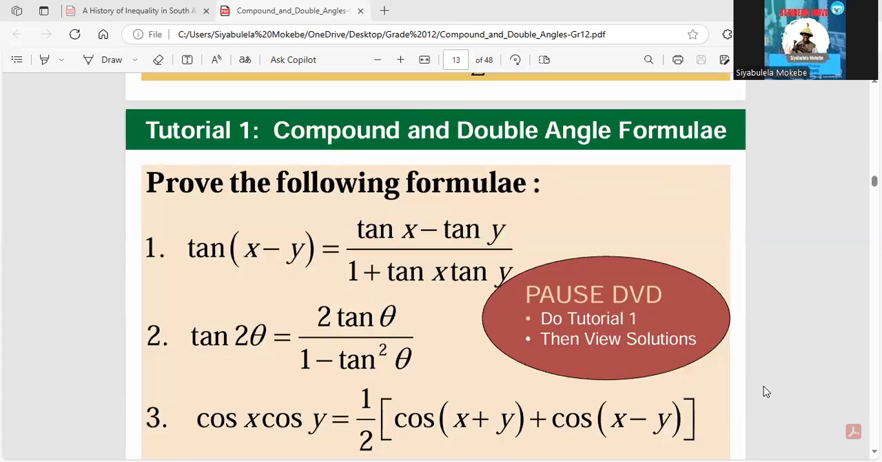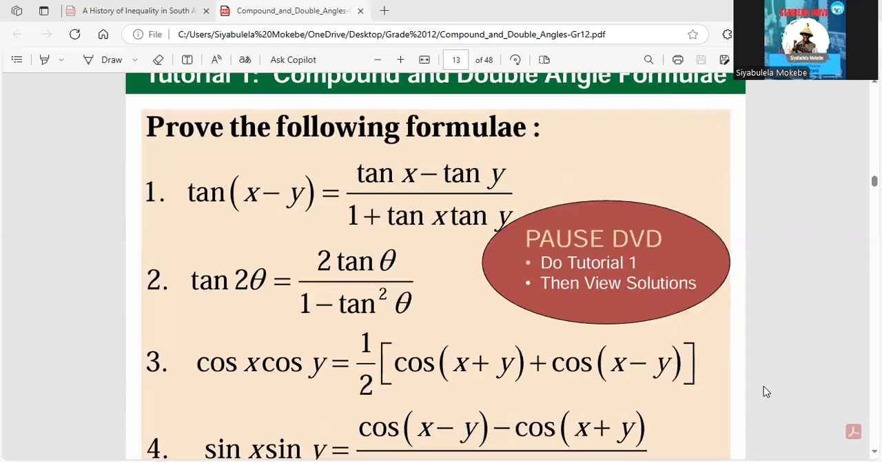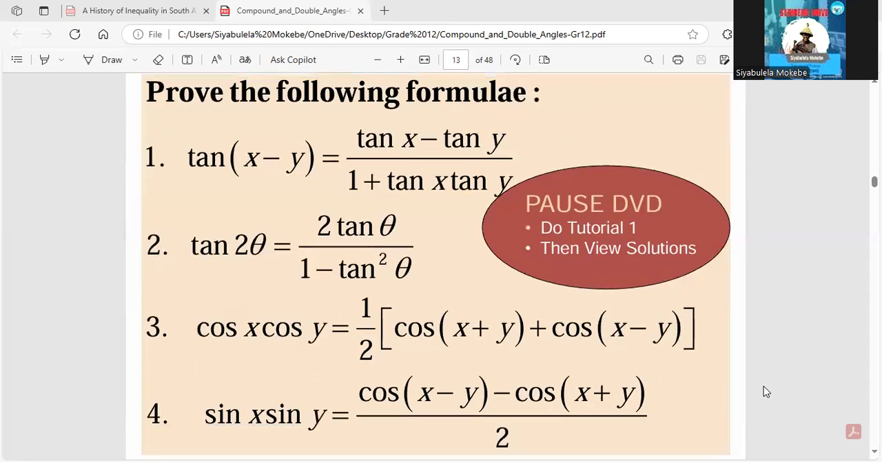All right, folks. So now I want you to pause the video, try and prove the following formulae, and then we'll continue from there.